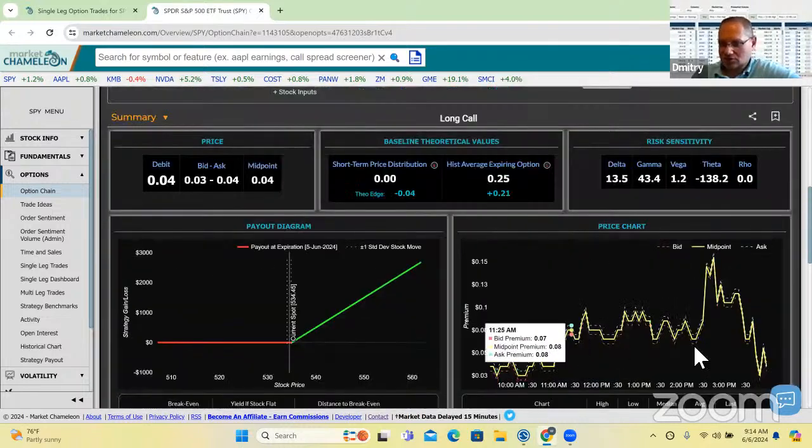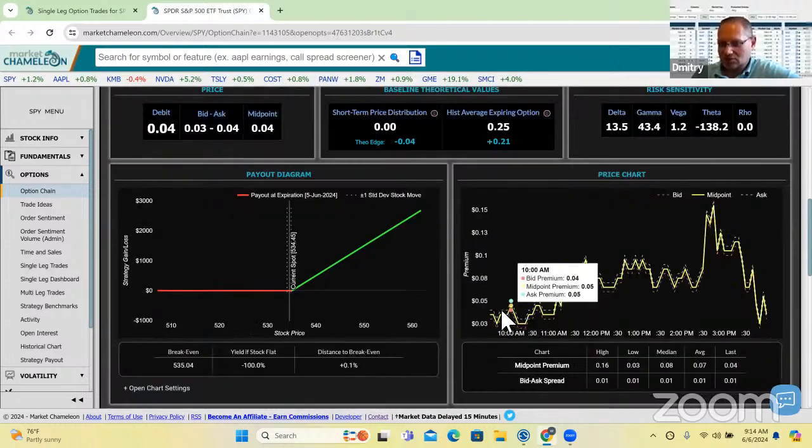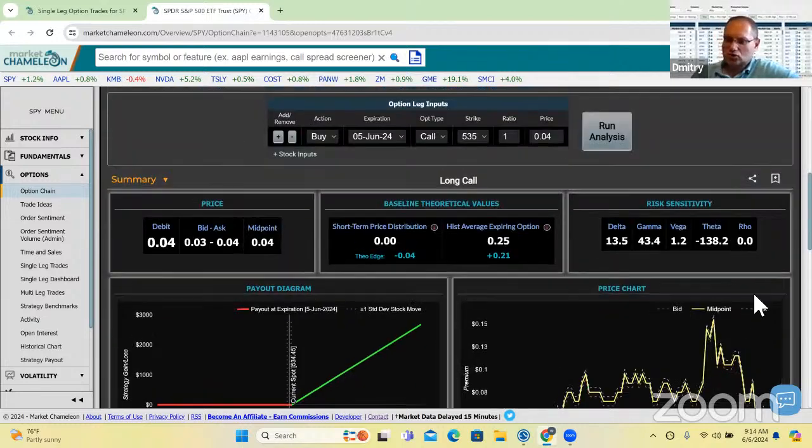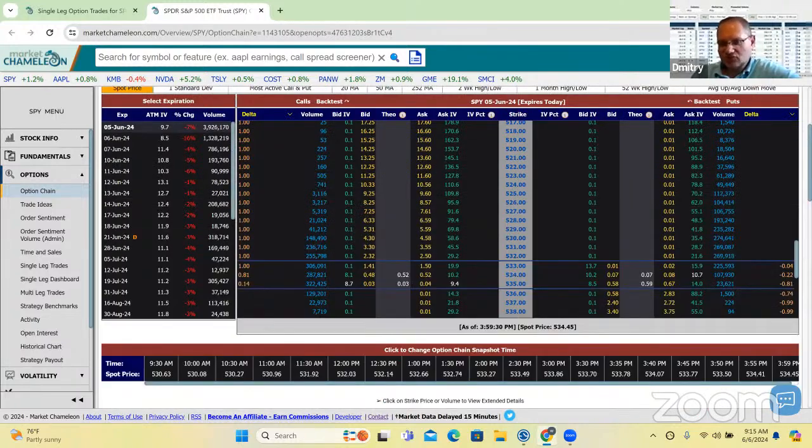You can see what it did yesterday from 9:30. It started out over here, got up to 15 cents, and came back down. Let me close this for now and come back here.